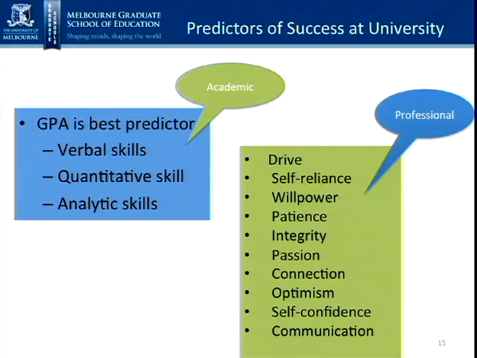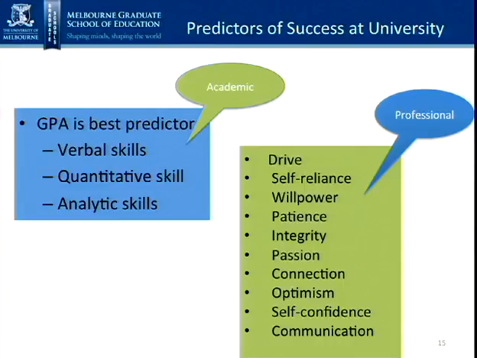So we know that GPA, grade point average, is the best predictor of success in an academic program in a university, and John talked about it as the intelligence test. If you're strong and successful coming into a program, you will most likely be more successful in that program. However, of course, the professions make it more complex. It's not simply about academic achievement. And we know this very well from our colleagues in medicine who started testing for things other than simply ATAR, or simply the results achieved at the end of high school or at the end of an undergraduate degree. We know that in the professions there are other aspects, and we've already heard a little bit about those: drive, self-reliance, willpower, patience, integrity, passion, connection, optimism, self-confidence and communication. Arguably things that we think are very important when we're entering into a professional space.